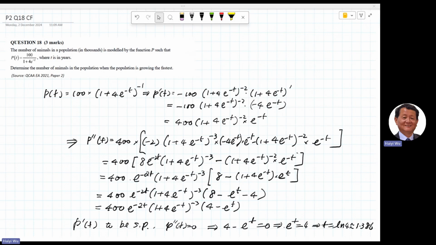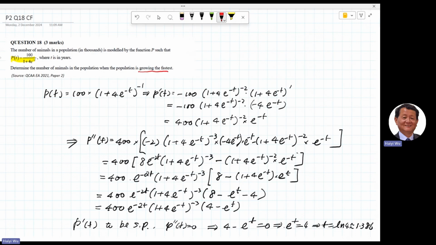So we've got a population of an animal. The model for the animal population in thousands is P(t) = 100 divided by (1 + 4e^(-t)). We determine the number of animals when the population is growing the fastest. Fastest means the rate of growth is the maximum. So just try to understand the question first.